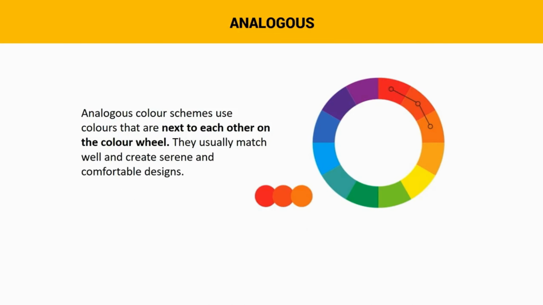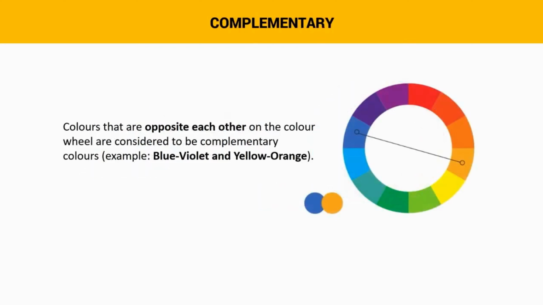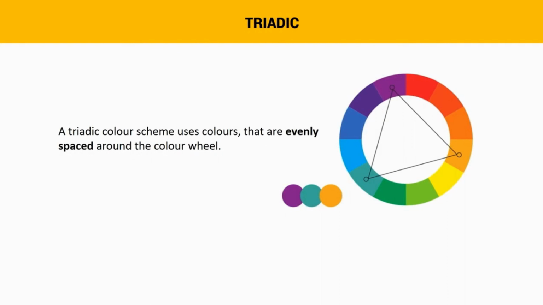Number 4. Analogous. Analogous color schemes use colors that are next to each other on the color wheel. They usually match well and create serene and comfortable designs. Number 5. Complementary. Colors that are opposite each other on the color wheel are considered to be complementary colors. Example, blue-violet and yellow-orange. Number 6. Triadic. A triadic color scheme uses colors that are evenly spaced around the color wheel.